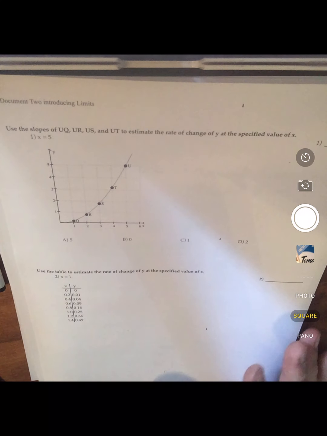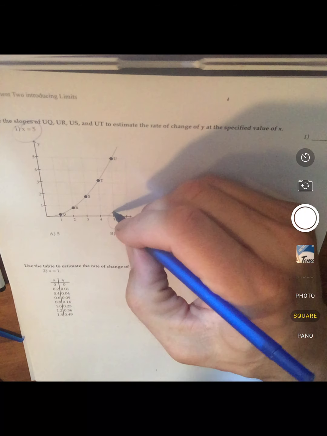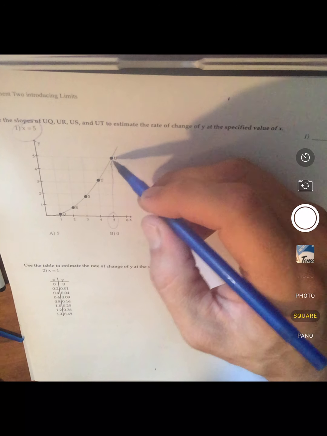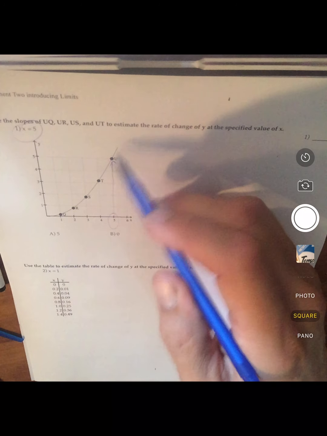But this first problem we want to look at is about slope, estimating slope on a curved graph like this one. So it says to use the slopes of UQ, UR, US, and UT to estimate the rate of change of y at the specified value of x. The specified value of x is x equals 5. So when x equals 5, this is the point that we're talking about. That's where the function is when x is 5. The rate of change would be how fast this is changing, or what is the slope here.